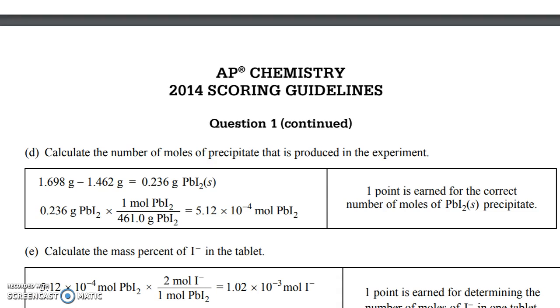Wait, why would multiplying it by 2? Because it's PbI2. So when I'm looking for moles of ions, I need to see what the molar ratio of the ions are to each other. Pb is 1, right? I2 is 2. So when I have, let's say, 10 moles of PbI2, that means I have 10 moles of Pb, 20 moles of iodide.